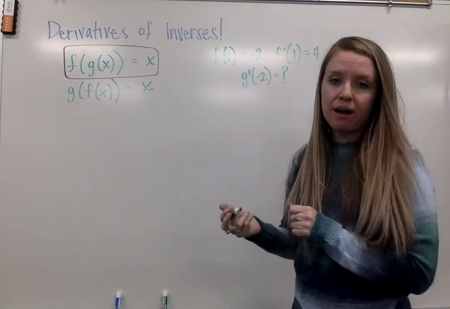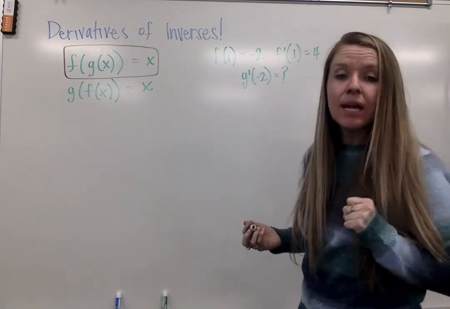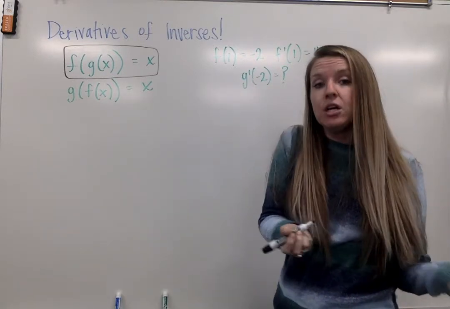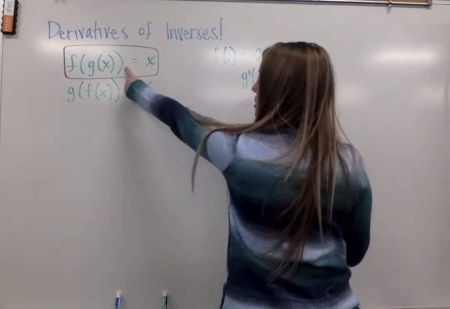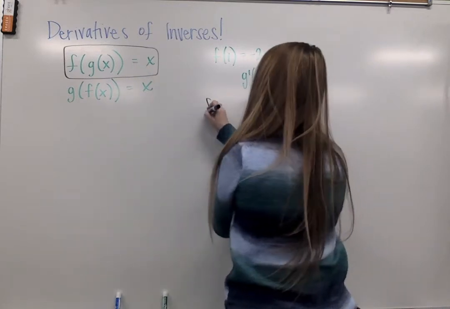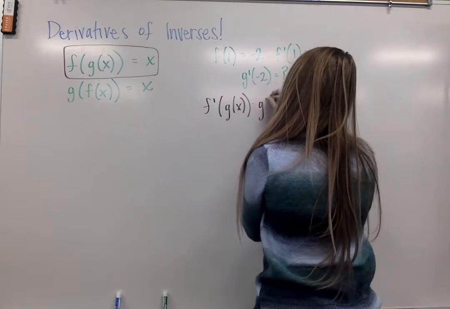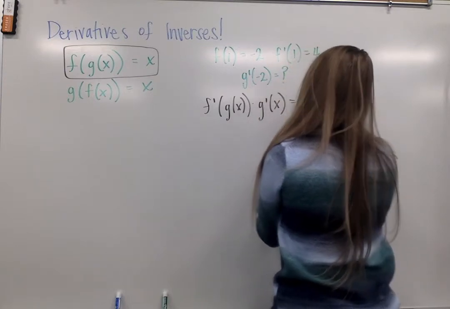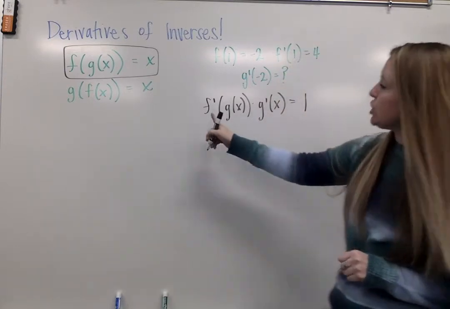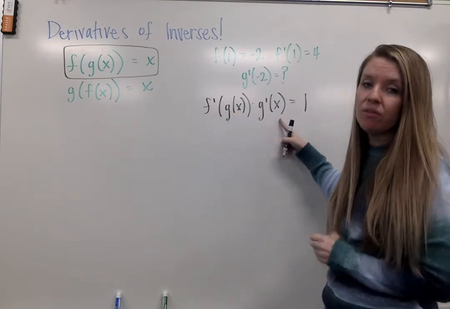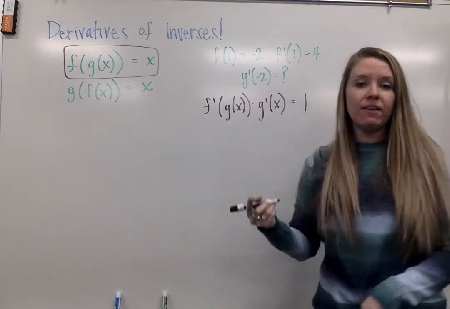F of g of x equals x. Since I'm looking for g prime, that means I'm looking for slope or derivative. So I'm going to take the derivative of this function. Using chain rule, I'm going to have f prime of g of x times g prime of x equals 1. So chain rule: derivative of the outside, keep the inside, multiply by the derivative of the inside, and then the derivative of x is 1.